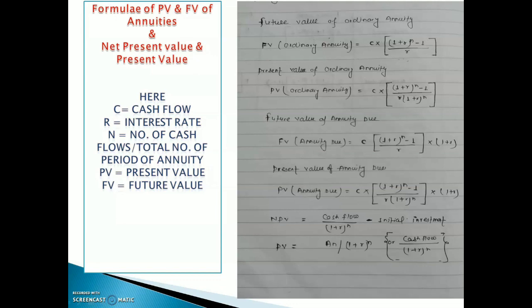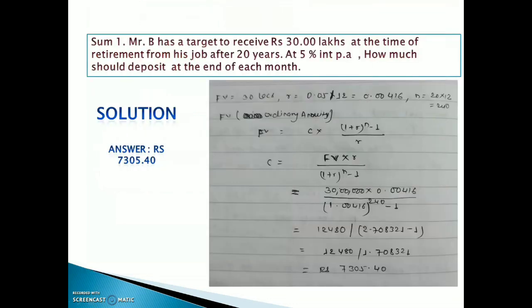Here we have the future value of ordinary annuity formula, present value of ordinary annuity formula, future value of annuity due formula, present value of annuity due formula, net present value formula, and present value formula. Now we will see two problems based on annuity.